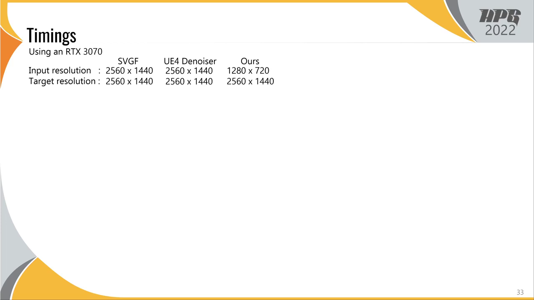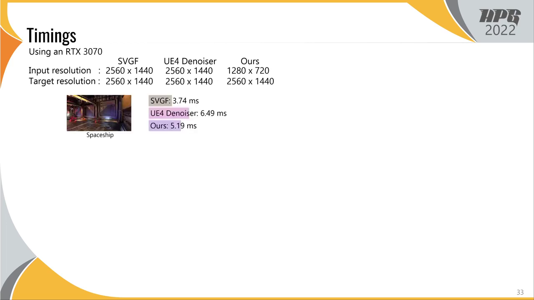To compare performance, we use an RTX 3070 to measure timing for all the techniques. For SVGF and UE4 denoiser, the input and target resolution is 1440p, while our network takes 720p input and produces a 1440p output. For the spaceship scene, we see that our technique has better timing than Unreal Engine 4 denoiser, but slightly more expensive than SVGF.